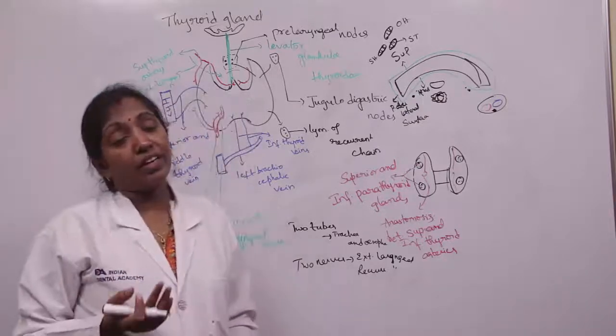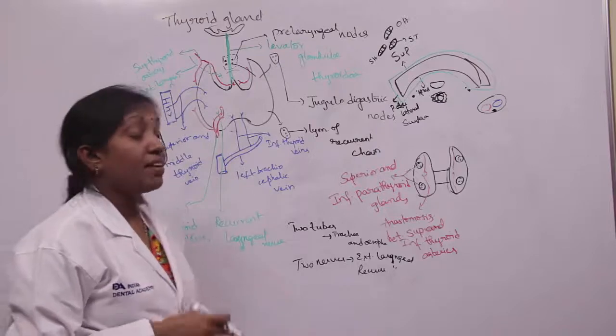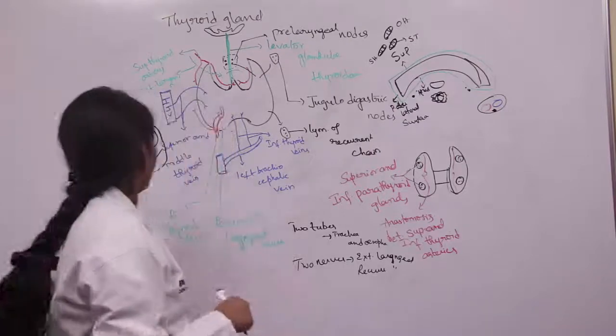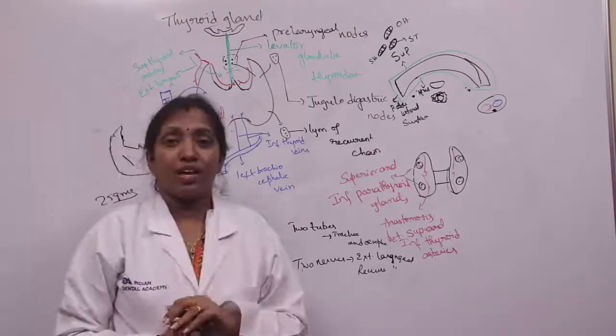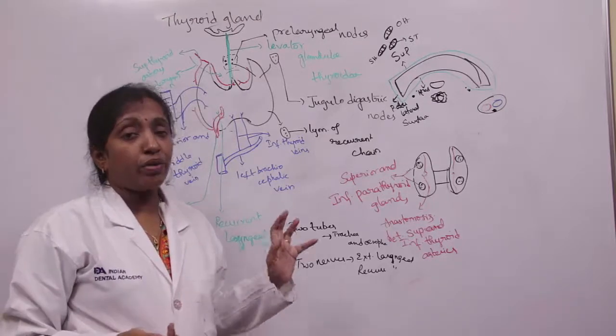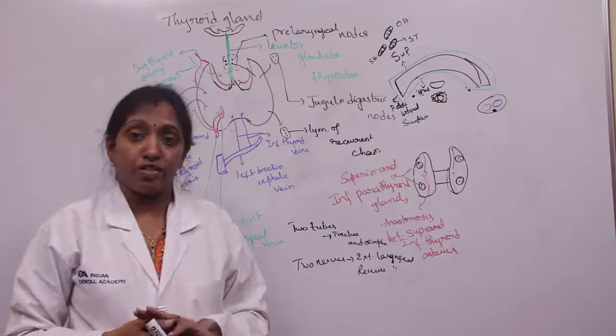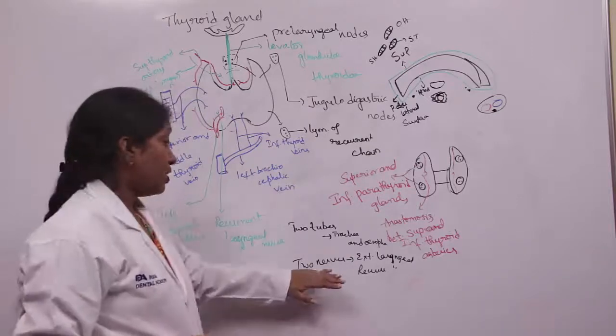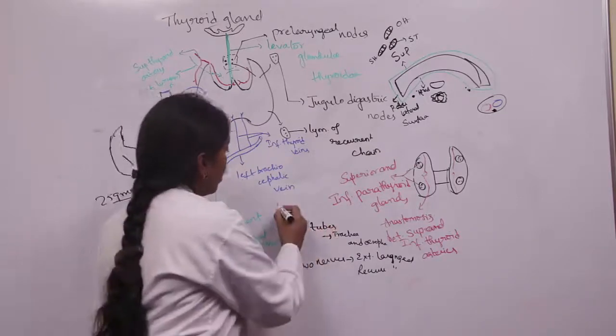The inferior constrictor muscle arises from the oblique line of thyroid cartilage as well as from the cricoid cartilage. So the inferior constrictor muscle has a thyropharyngeus part and a cricopharyngeus part. Okay, so two tubes, two nerves and two muscles.